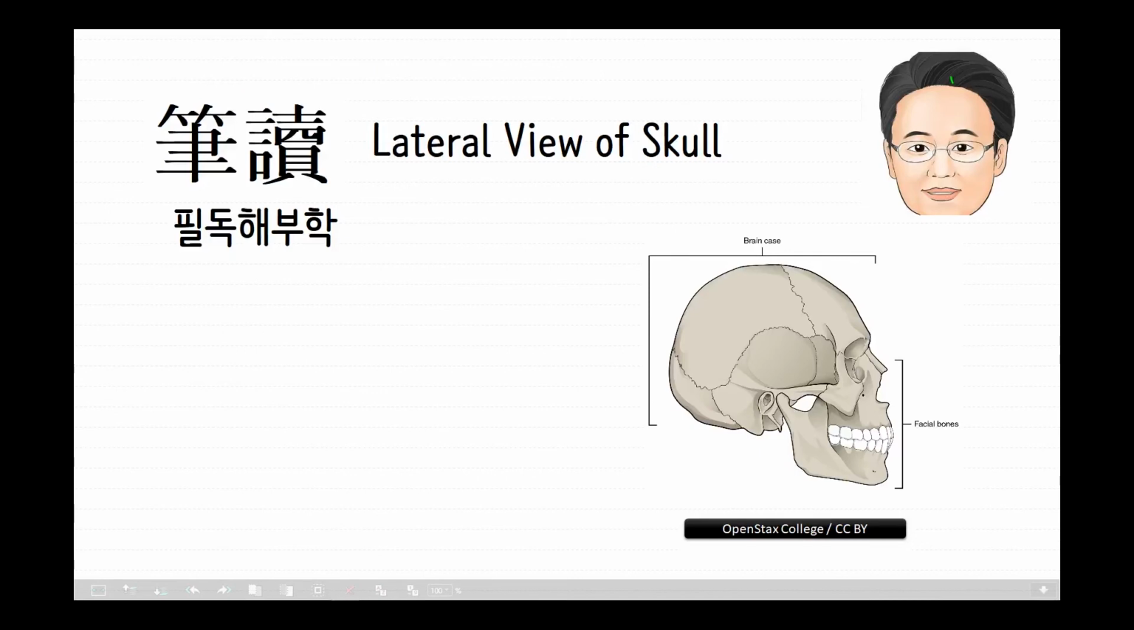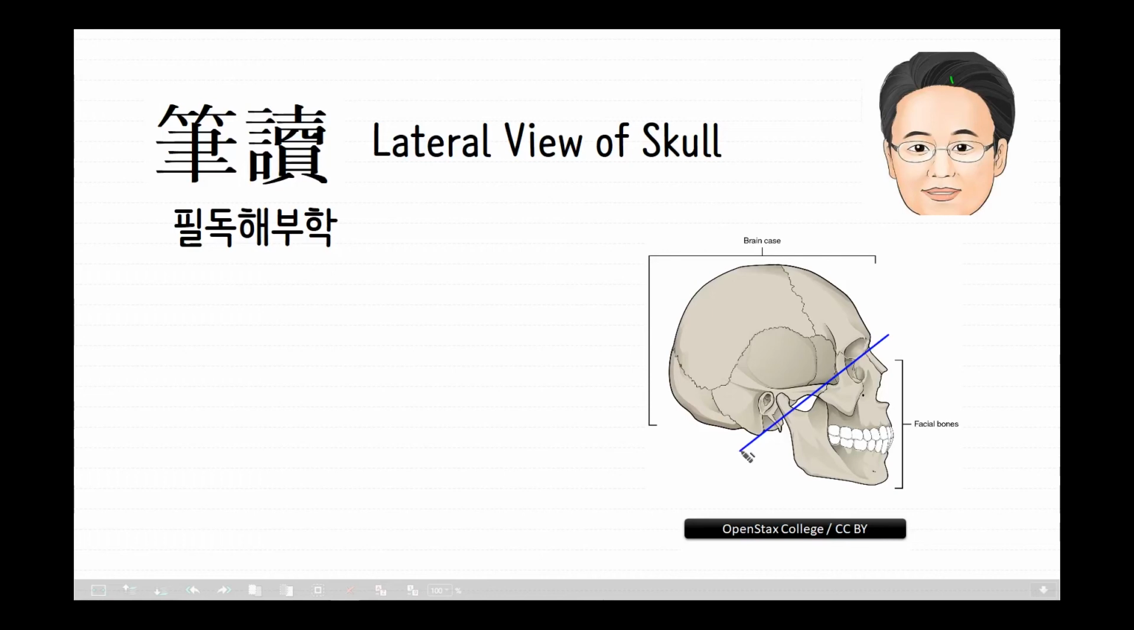Hello everyone. This video clip introduces the lateral view of the skull. The skull, viewed from the side or laterally, may be divided arbitrarily into cranial and facial portions by a line extending between the lateral projection of the frontonasal suture here and the mastoid process, the tip of the mastoid process, like this. This is a very arbitrary and rough concept.